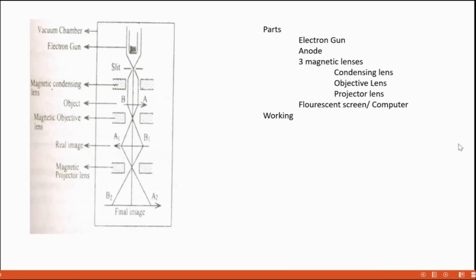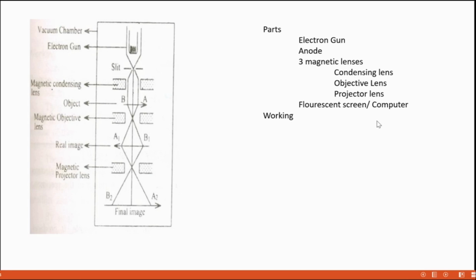Next slide. This is the schematic representation of the arrangement of electron microscope. Important parts, which are they? Electron gun is there for emanating a beam of electrons. Then one anode is there. This electron gun acts as the cathode. And 3 magnetic lenses are also there, electromagnetic lenses. Which are they? A condenser lens, objective lens and projector lens.